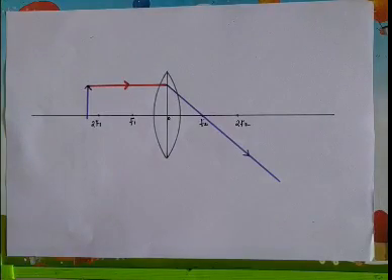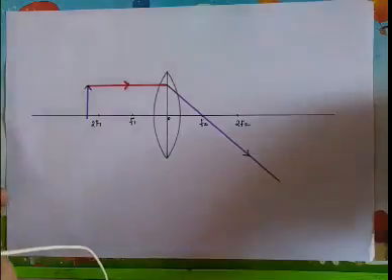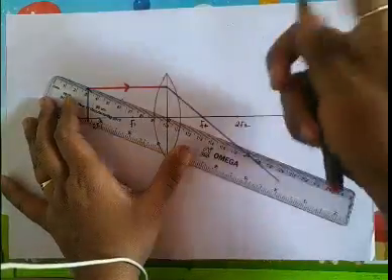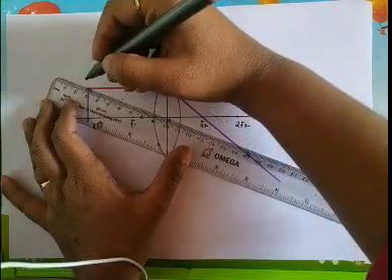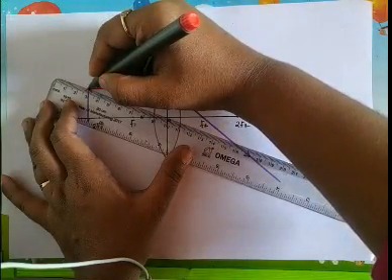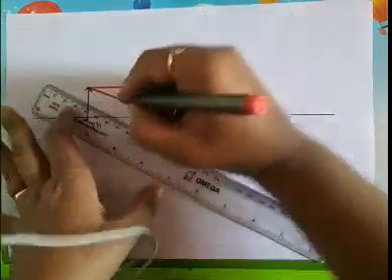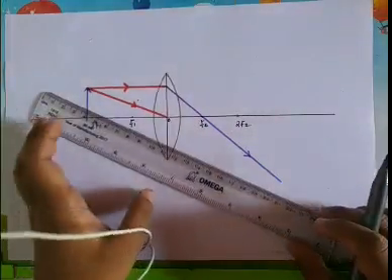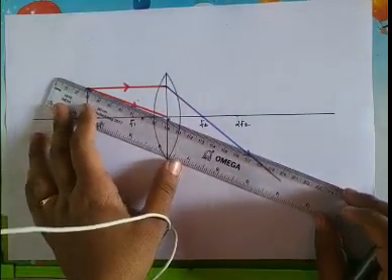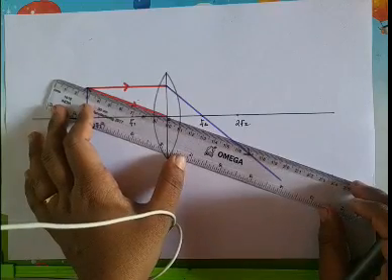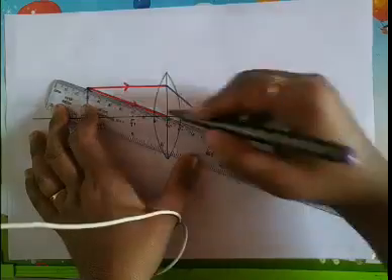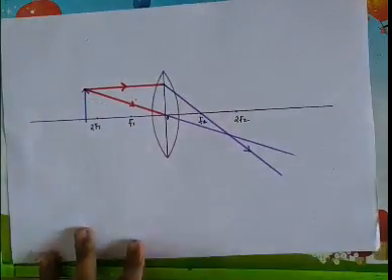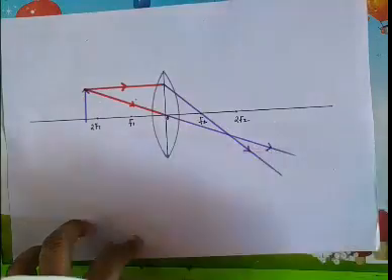So I applied the first rule. Now I will use the second rule. If an incident ray is falling on the optical center, this is the optical center, then no refraction will take place. Light rays will pass through the lens without bending. So here you can see the light rays will pass through straight away, without bending. So this is the refracted ray.